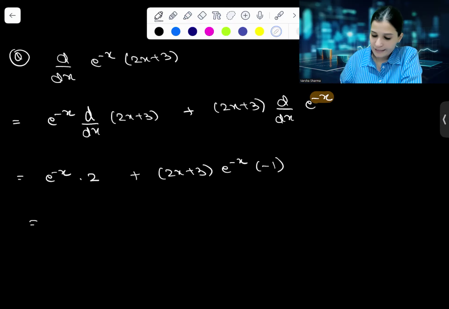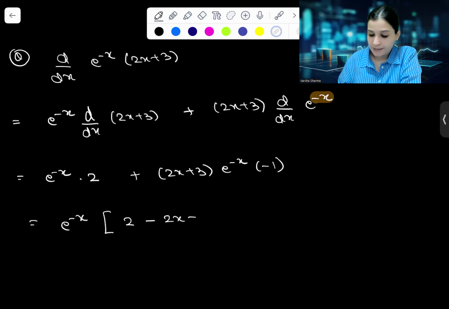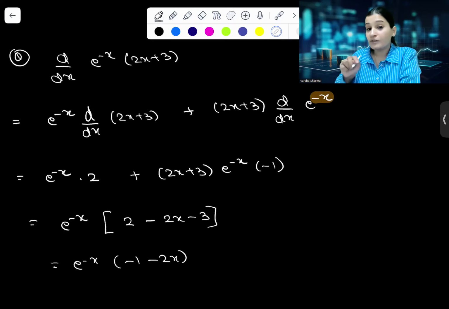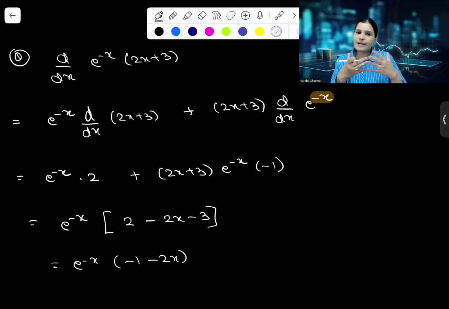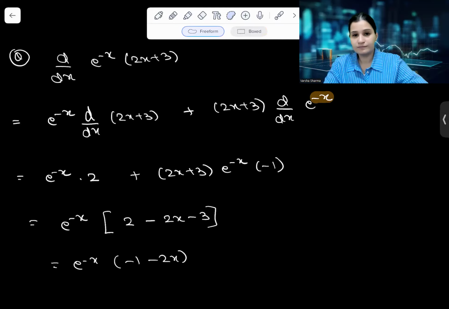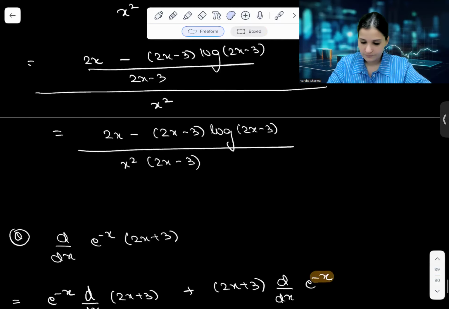Here again I can take e power minus x common. So 2 minus 2x minus 3, that is e power minus x times minus 1 minus 2x. Now here it is necessary, because after taking common I can simplify. Or open the bracket and multiply. Simplification is possible, so I have to do this. Okay, ma'am. Taking common isn't necessary, you can open the whole bracket, but you do have to simplify. Yes, ma'am. Everybody clear? Yes, ma'am.